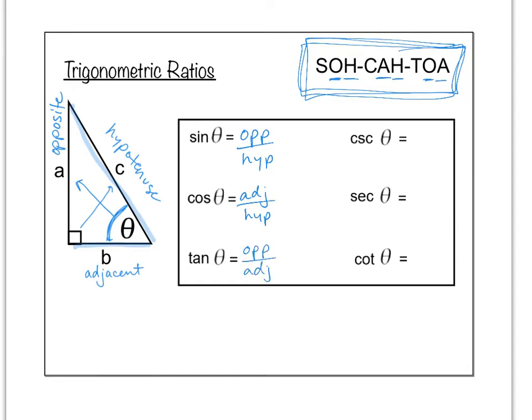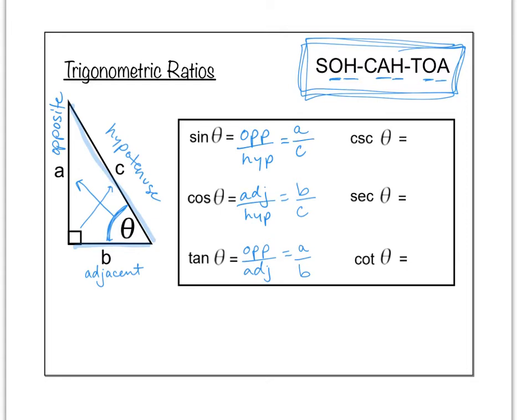So if we look over at our picture and we wanted to find the sine of theta, I go to the side that's opposite of theta, which is A, and the hypotenuse, which is C. If I want to find the cosine of theta, I have to do the adjacent side over the hypotenuse, which is B over C. If I want to find the tangent of theta, I do opposite over adjacent, which in this case would be A over B.